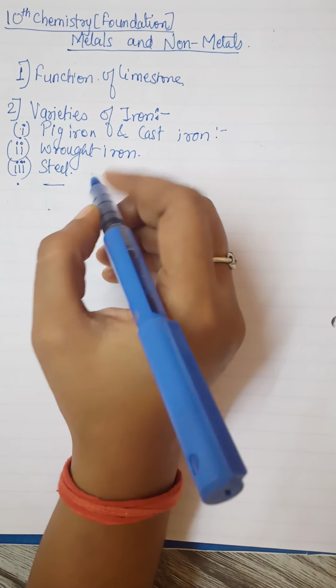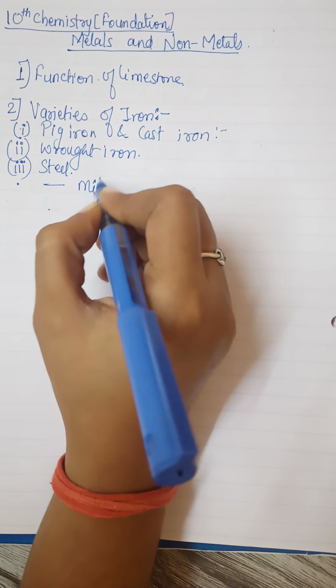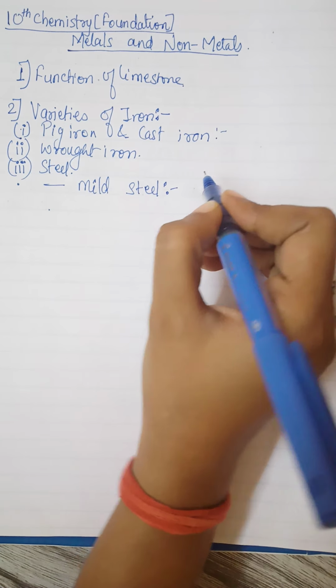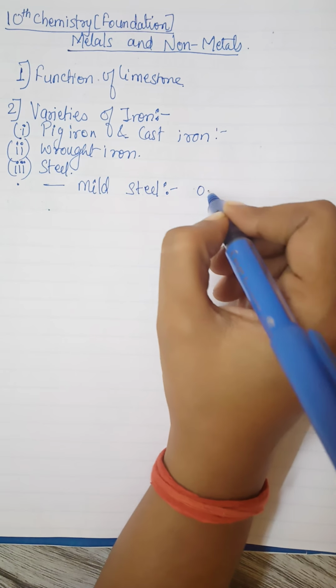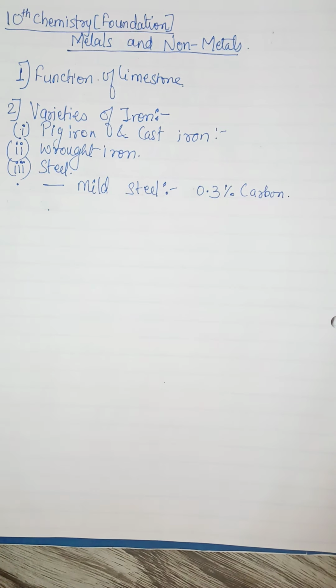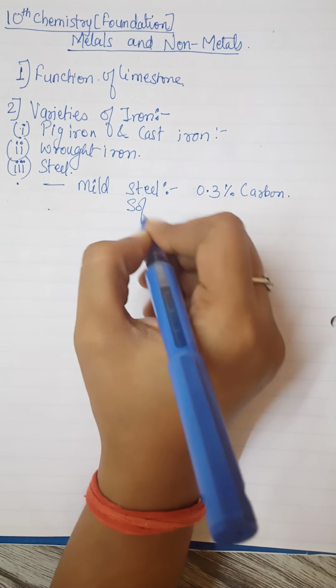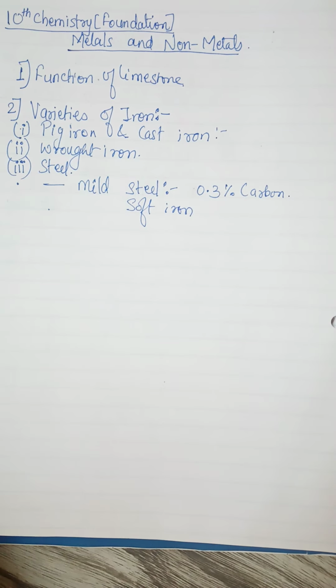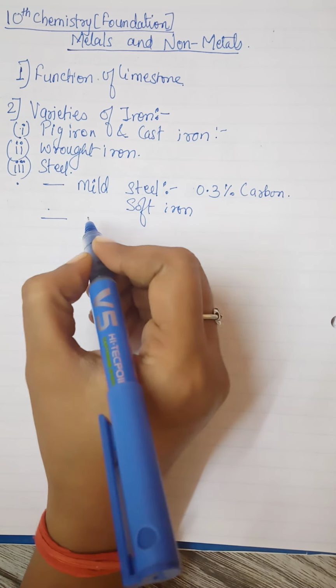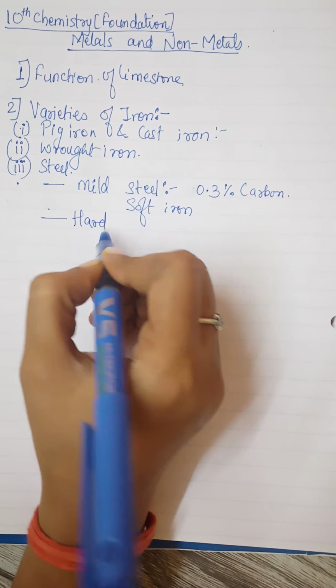The first one is mild steel. So what is it? Basically it contains 0.3% carbon in iron. So it is also called soft iron. Soft iron, you can write over here. And mild steel is used for making sheets and wires. Then you have hard steels. The second type of this is hard steel.